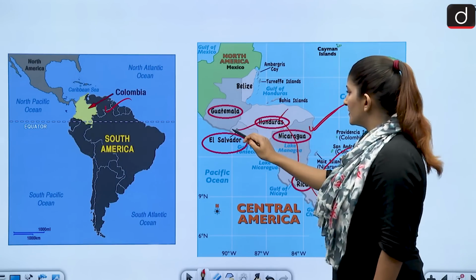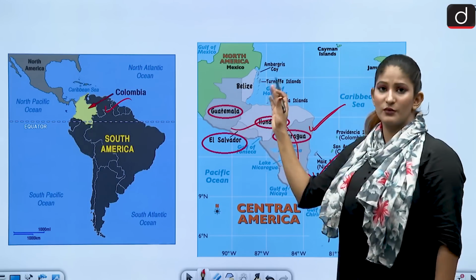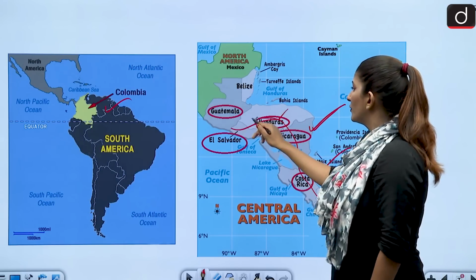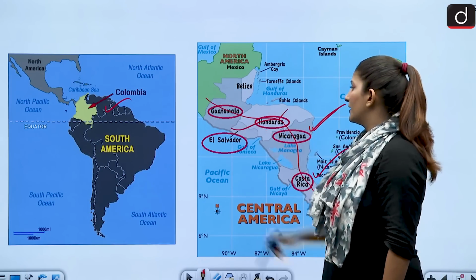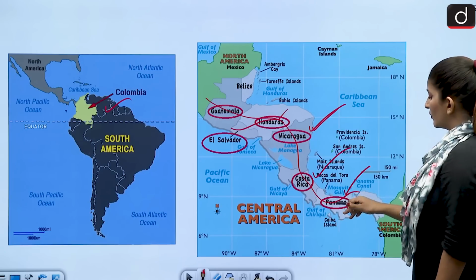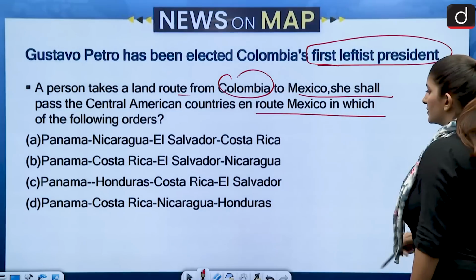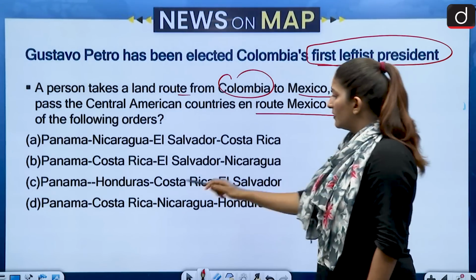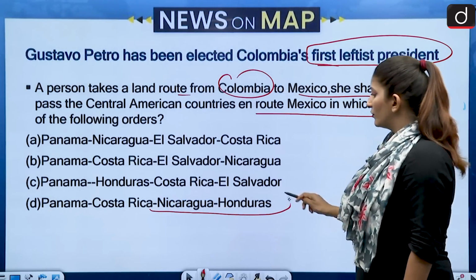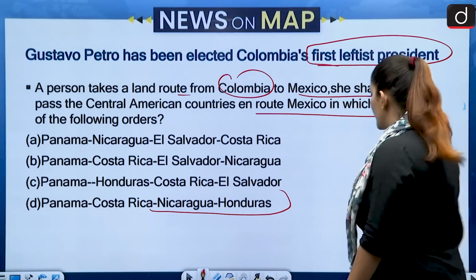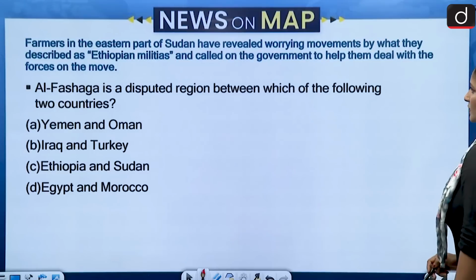Then moving to El Salvador, or if the person wants to bypass El Salvador from Honduras to Guatemala directly. So 4 countries are there making one group: Panama, Costa Rica, Nicaragua and Honduras. That is the correct answer. Let us move on to the next set of questions.